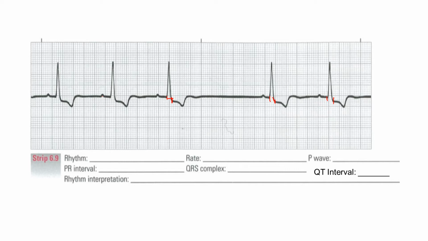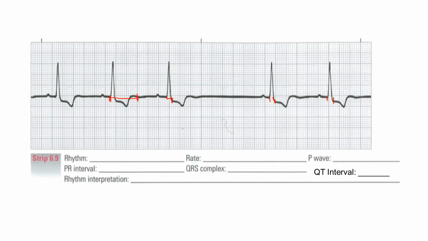Your QT interval, this one's a challenging one because your T waves are upside down, so you have to figure out where they came back up to. I'm measuring where it actually almost looks biphasic. So from here to here, it looks like it's almost 12 boxes. So that would be 0.48, I believe. So it's pretty long.